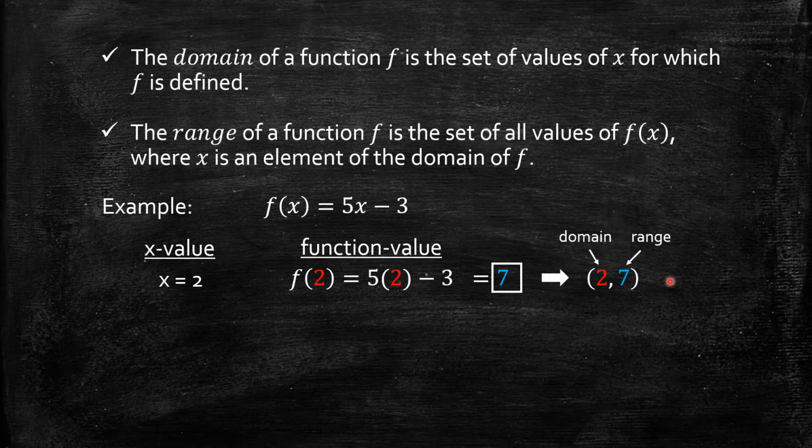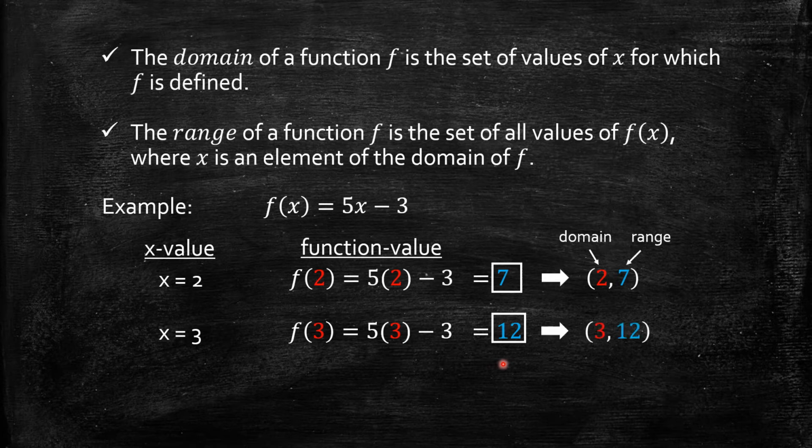Now let's take another x value. Let's try 3. Now we are going to replace x with 3. So we will have f of 3 equals 5 times 3 minus 3. 5 times 3 is 15. Minus 3, the answer is 12. And to write this as an ordered pair, we will have (3, 12). 3 is our domain and 12 is our range.